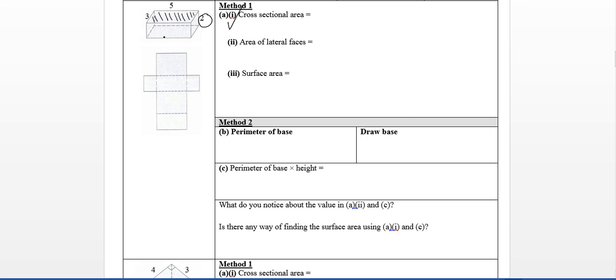Now, as I was saying, the base has been identified to be the rectangle like so. Okay, so therefore the perimeter of the base is 2 times of 5 plus 3, which is equals to 16 cm. So the perimeter of the base times height will be 16 cm times 2 cm. Okay.